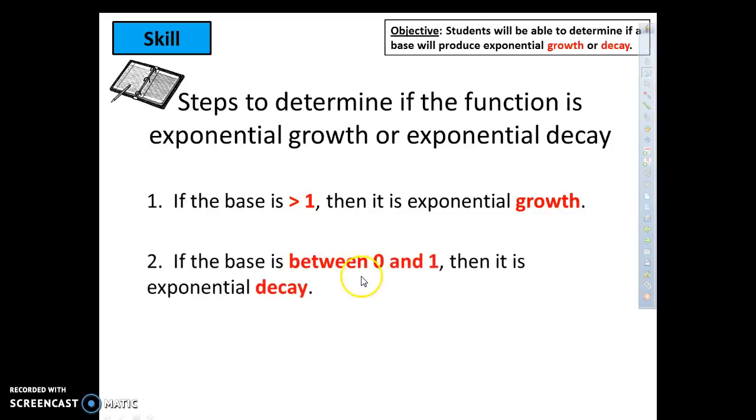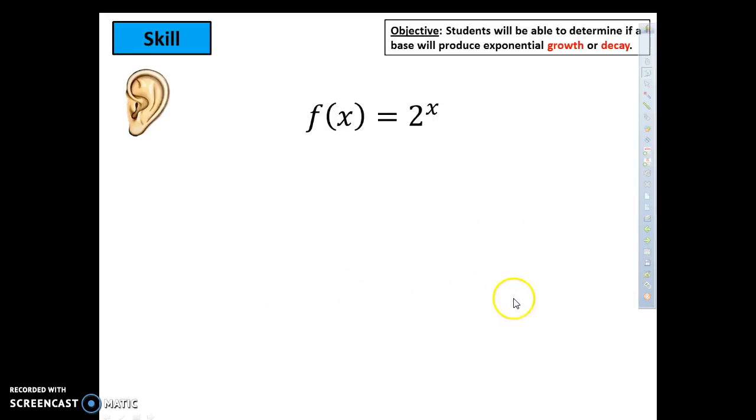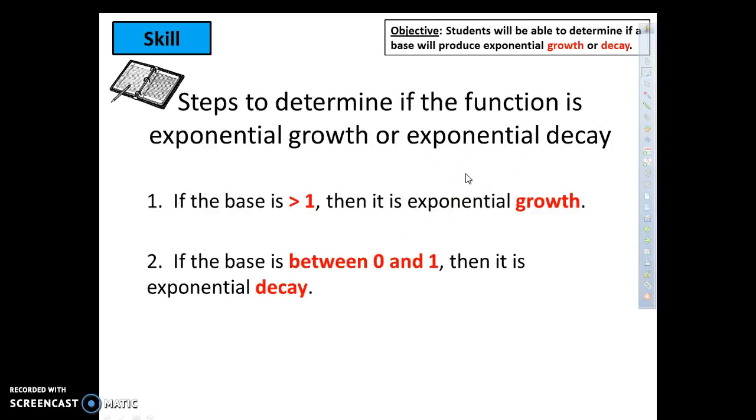If the base is between 0 and 1, then it is exponential decay. If it's bigger than 1, growth. It grows, right? And that makes sense. 2 times 2 times 2, that's going to grow, versus if I take a half of something, I take a half of something, I take a half of something. All those values are going to slowly decay. So make sure you have these in your notes. And please go ahead and take this time, pause the video, and read to yourself these 2 steps.